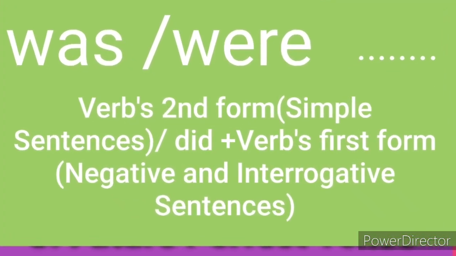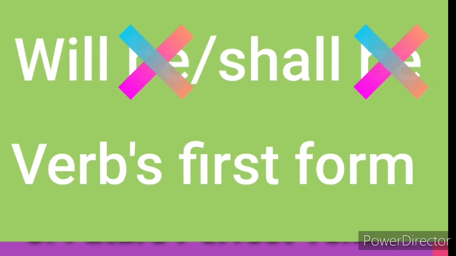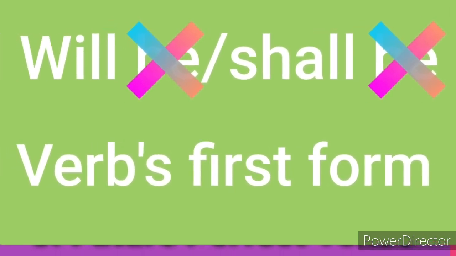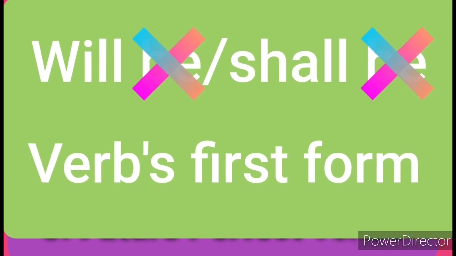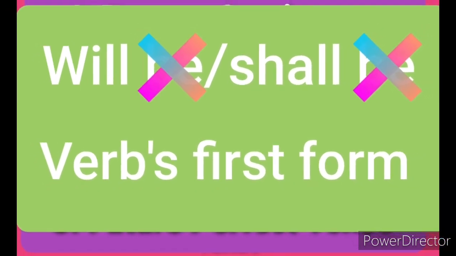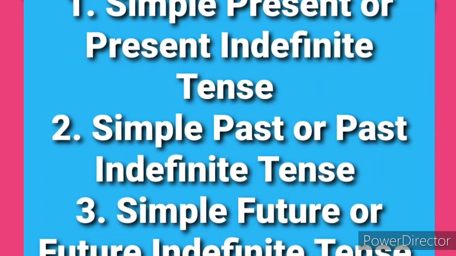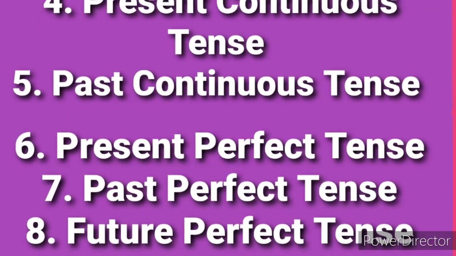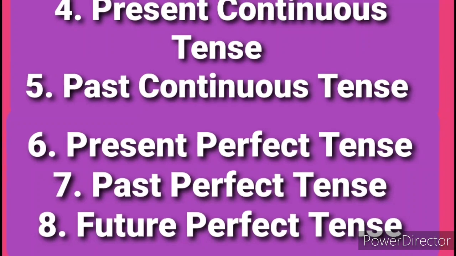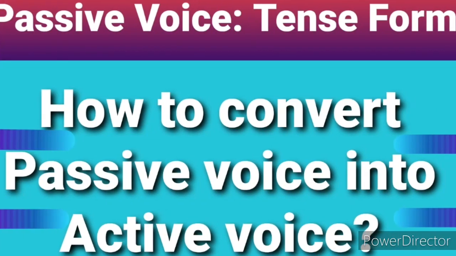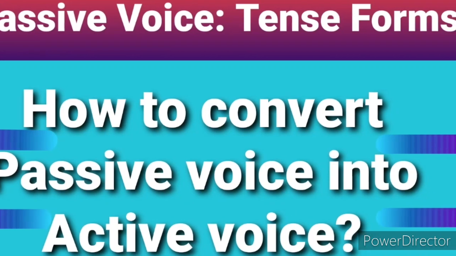And again the last one is simple future. For it we are supposed to remove be and then use shall and will with the verb's first form, the same rules as in the tenses which we have studied. So if the tenses are not clear, you will not be able to understand how to convert passive to active. Okay, so this is all for the revision.